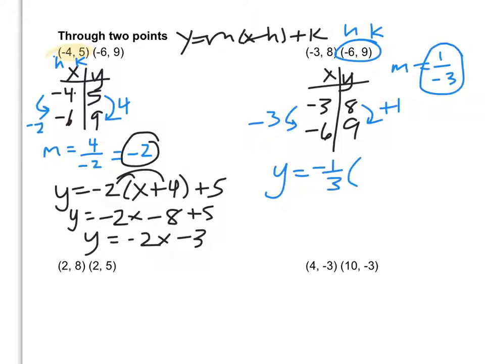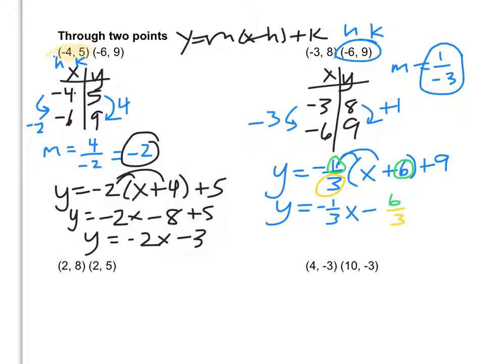So y equals m, which is negative 1/3. (x minus means opposite, so this is plus 6). Keep your k, which is 9. And now we're going to distribute and combine like terms. Distribute, so negative 1/3 x. Once again, this one is something you could do in your head, but let's review fractions. 1 times 6 is 6, and then put it over your denominator, which is 3, plus 9. So I get negative 2 plus 9. So y equals negative 1/3 x plus 7.